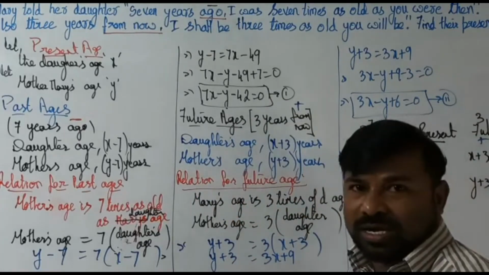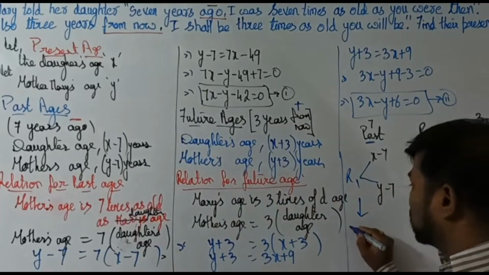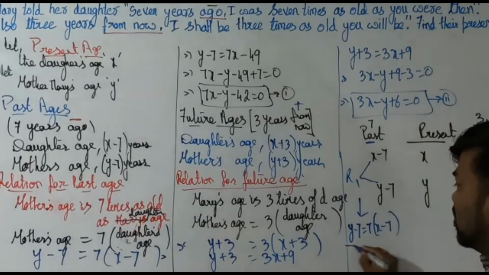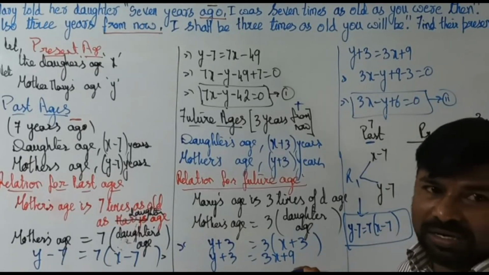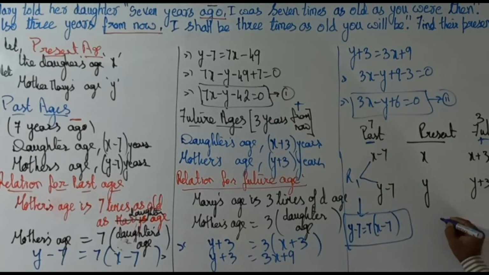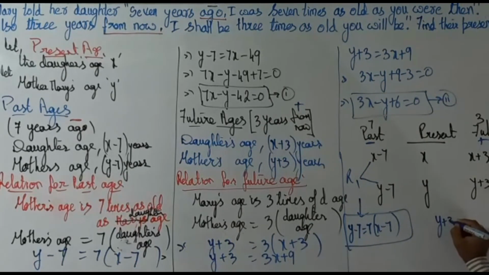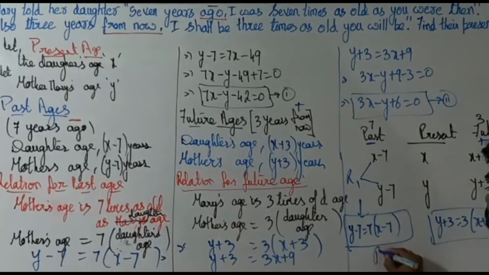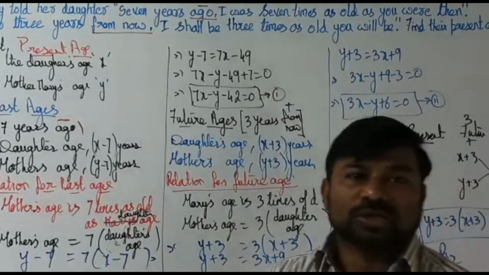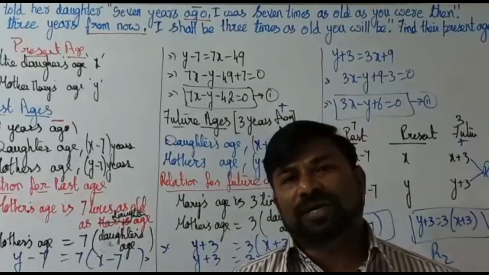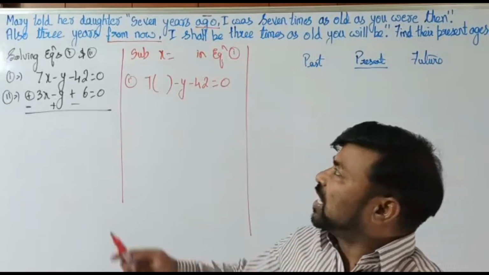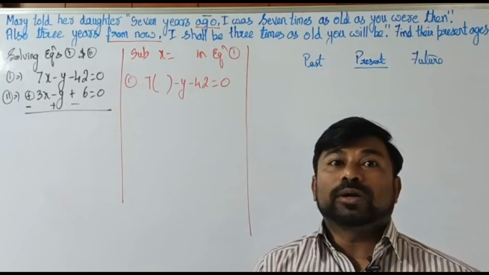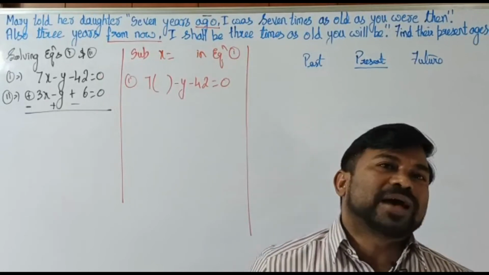What's relation 1? The relation 1 we have framed: y minus 7 is equal to 7 into x minus 7. This is relation 1. Now let's go for relation 2, that is y plus 3 equals 3 times x plus 3. Based upon those two relations, we are framing this, so we have two equations, equation 1 and equation 2. Let's solve for x and y. Solving is not important. Verifying the relation and concluding, that matters here.